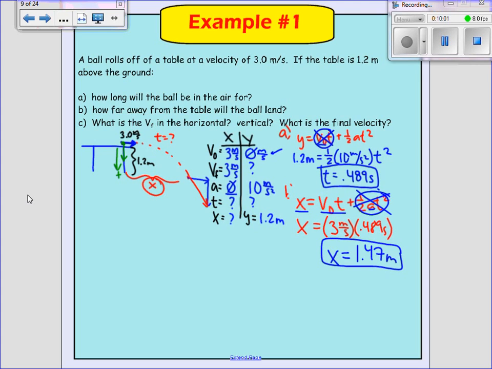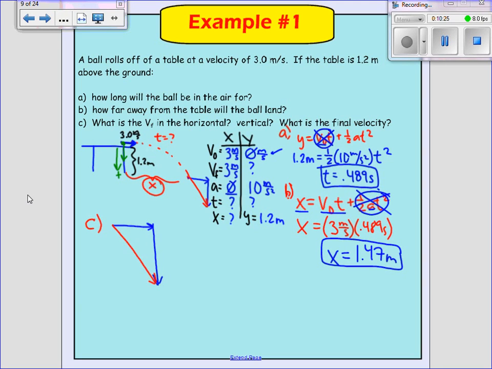Finally, the question that asks in letter C, what is the v final in the horizontal? What is the v final in the vertical? And then what's the final velocity overall? Remember, we've already covered that when the ball hits the ground, it's going to have an x component of velocity and a y component of velocity, and those two together will give you your final velocity resultant vector.